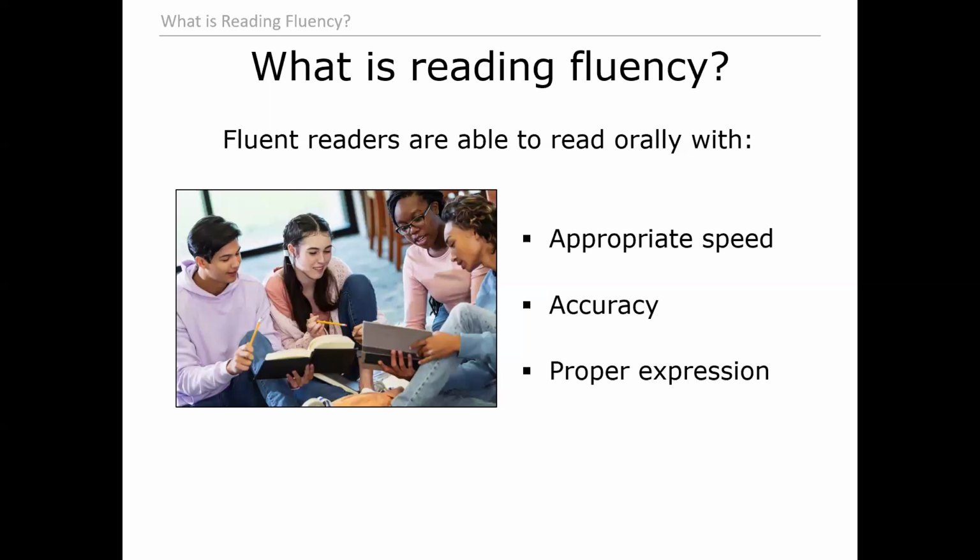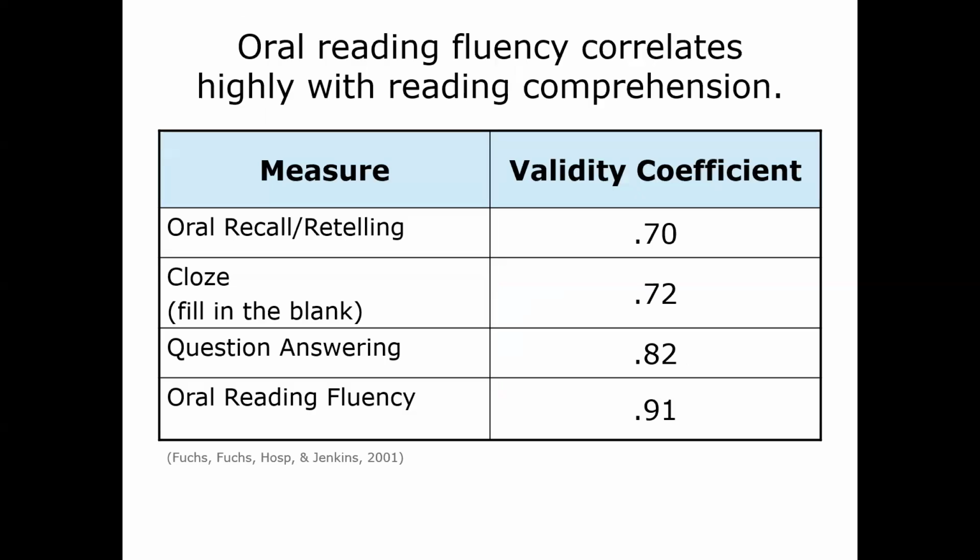Here are the results of one study that show how oral reading fluency correlates highly with reading comprehension. With this type of data, a perfect match would be 1.0. So you can see here that all of these measures have a high correlation with comprehension. But oral reading fluency is by far the strongest, with a 0.91 correlation. And many researchers have found that fluency is highly correlated with reading comprehension. When a student reads fluently, they're likely to understand what they read.